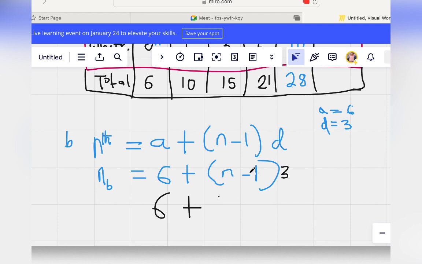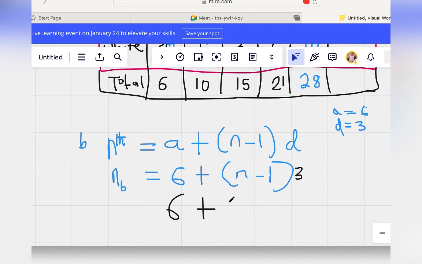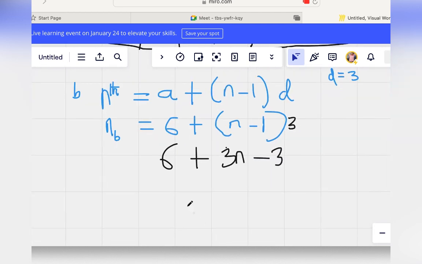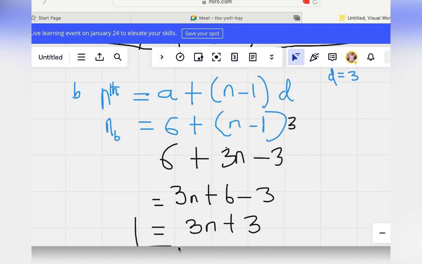So 3 times n, we get 3n. Minus 3 times 1, you get minus 3. So what you have now is 3n plus 6 minus 3. So this is equal to 3n plus 3. This is your n term, the n term formula for the gray side: 3n plus 3. Okay, so this question, you get at least 2 or 3 marks.